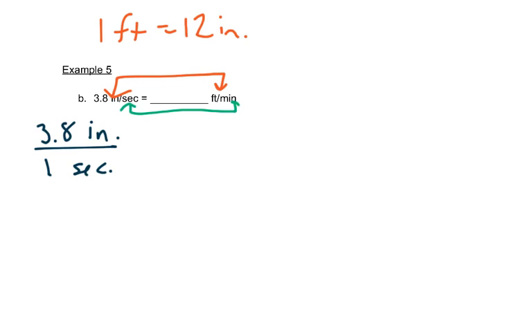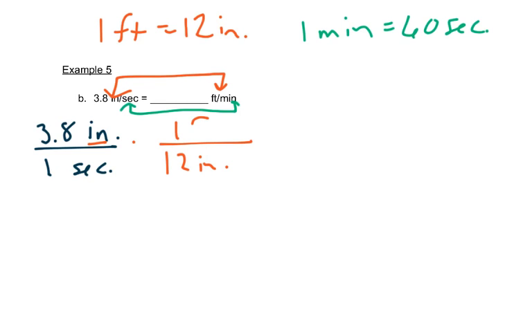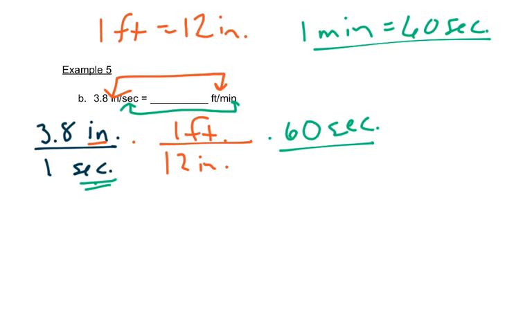Here we have seconds and we're trying to go to minutes. So we need to know that 1 minute is equal to 60 seconds. So we'll use the inches part first. Here the inches is on top, so we'll put the 12 inches on the bottom. And then we'll do our time. Here the seconds are on the bottom, so we want the seconds to be on the top. So the inches will cancel out here. The seconds will cancel out here.